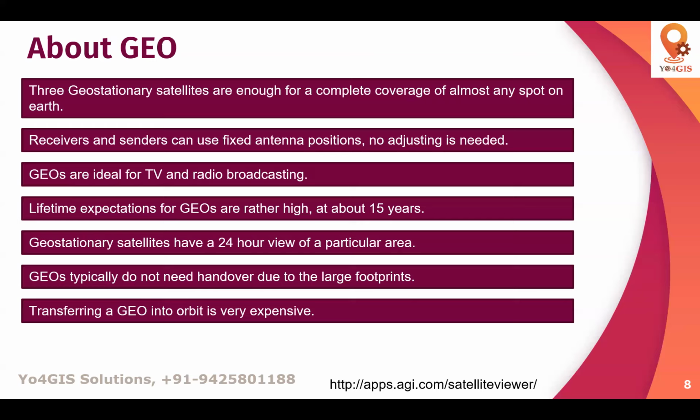Geostationary satellites have a 24-hour view of a particular area. Why? As I told you, because its speed is the same as the Earth's speed. So always you will see this satellite. Geo typically does not need handover due to the large footprint. Geo satellite covers a very large area, because of that reason handover is not required.